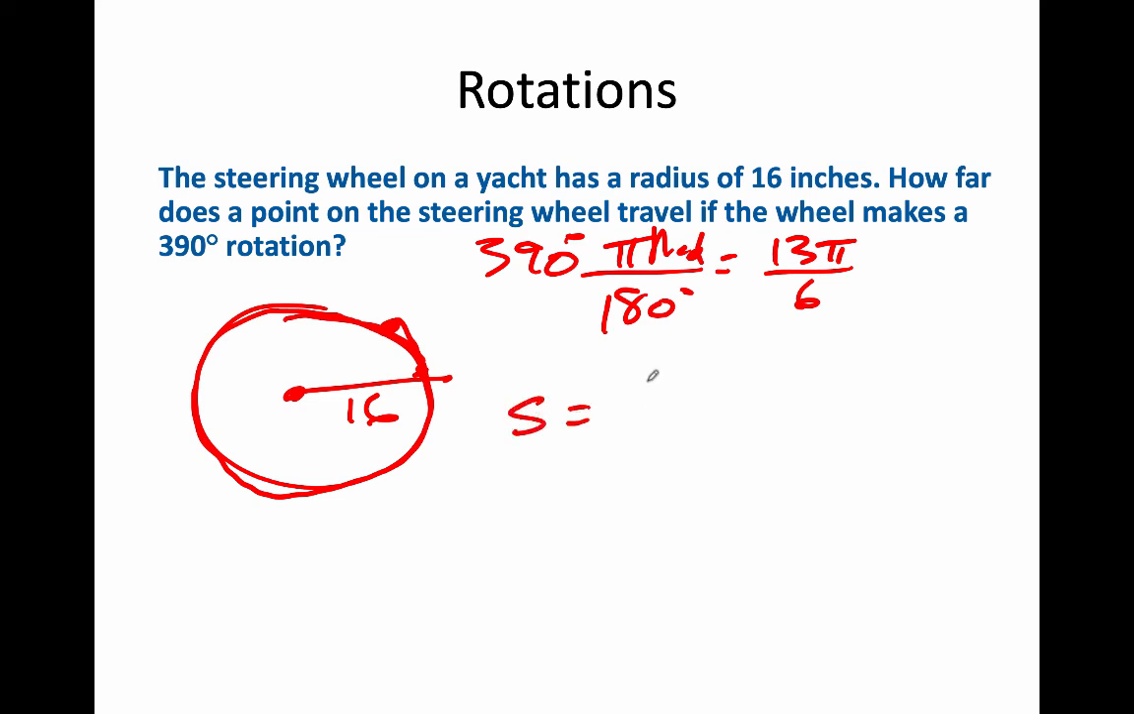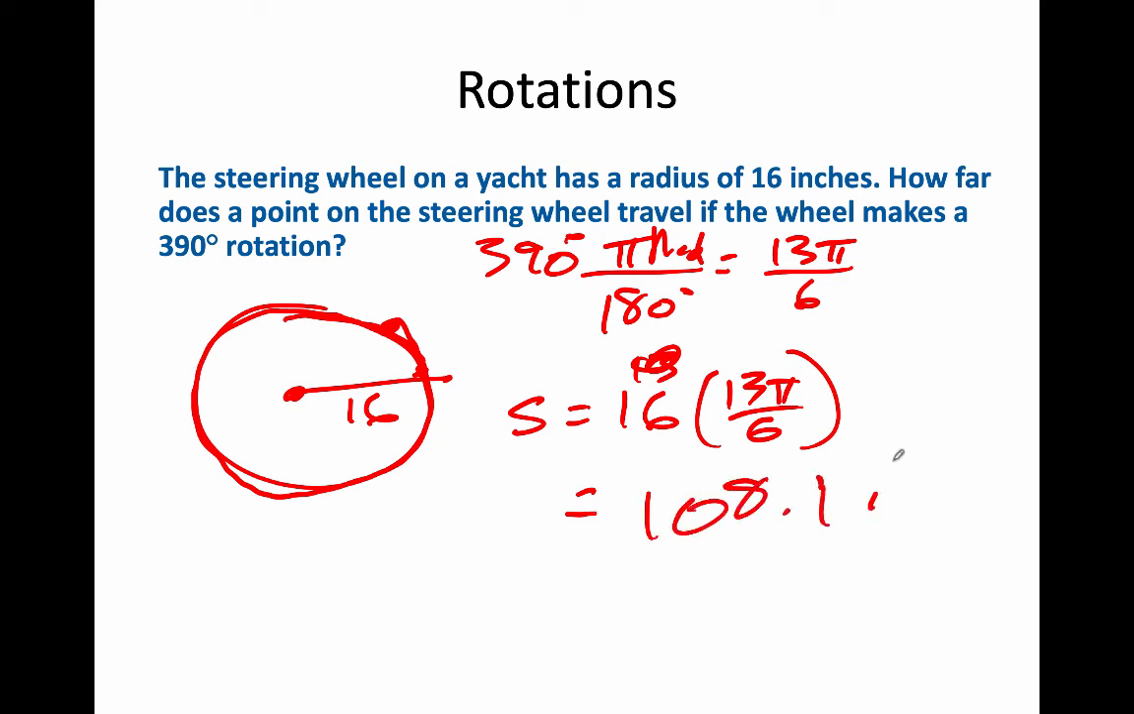So the steering wheel goes radius times radians, and we would multiply that out because it's a distance. So 13 pi over 6 times pi times 16, and I get 108.9 inches, which is a pretty big steering wheel. If you think about it, that shouldn't be too surprising.